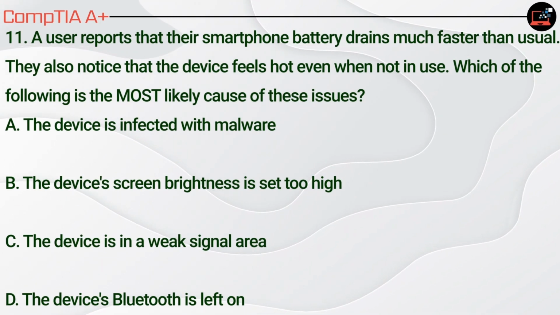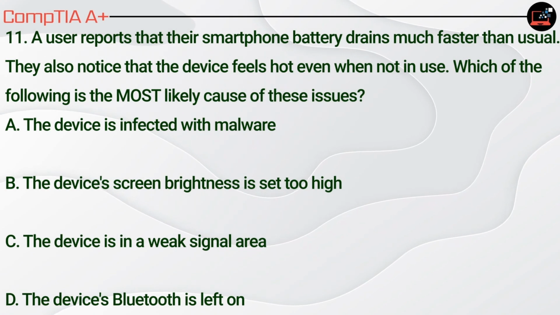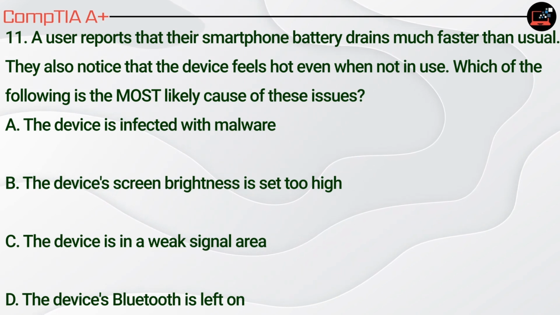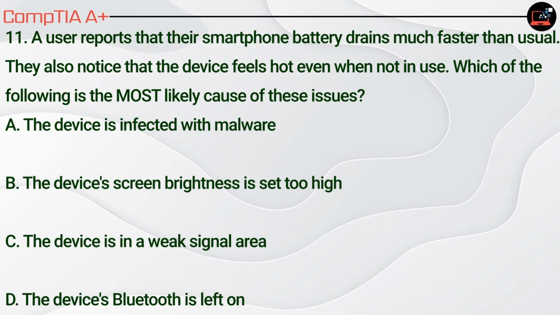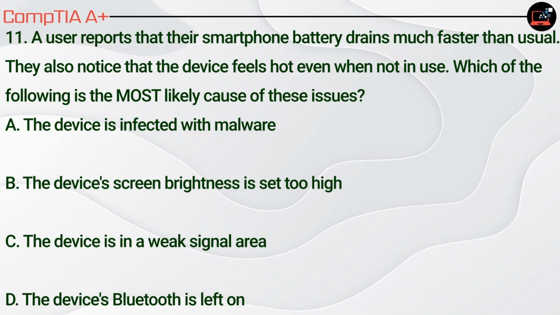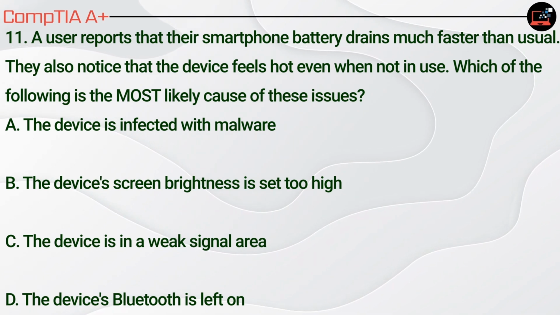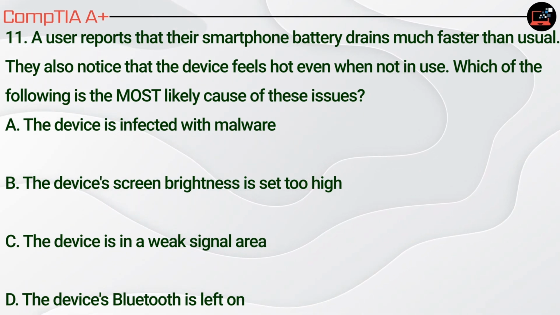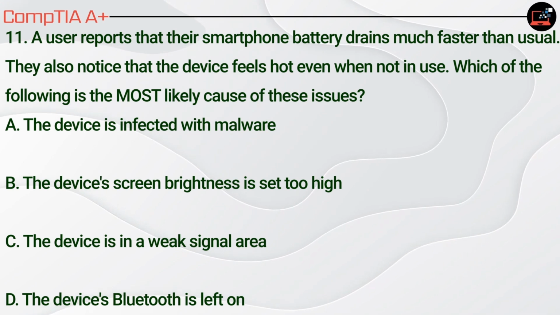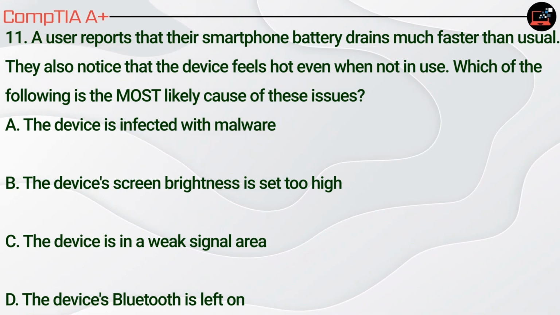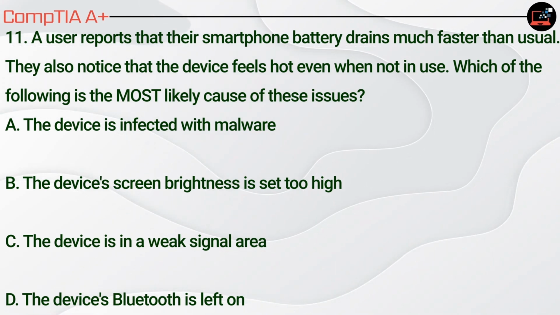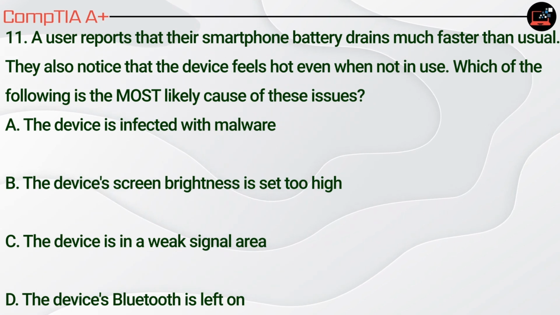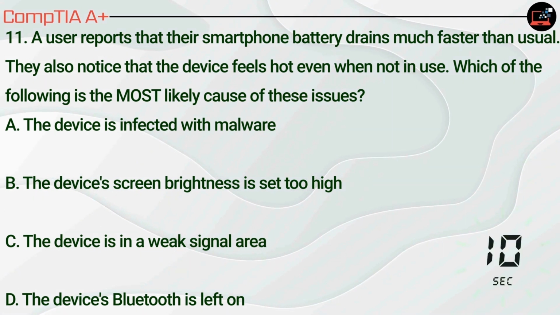A user reports that their smartphone battery drains much faster than usual. They also notice that the device feels hot even when not in use. Which of the following is the most likely cause of these issues? A, the device is infected with malware. B, the device's screen brightness is set too high. C, the device is in a weak signal area. D, the device's Bluetooth is left on.